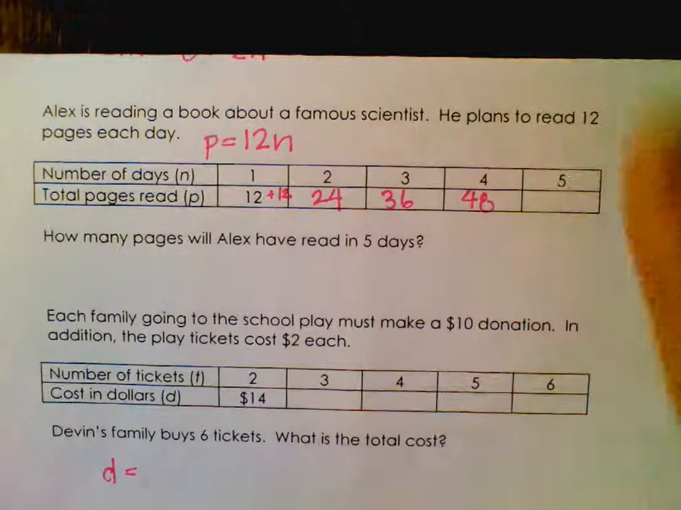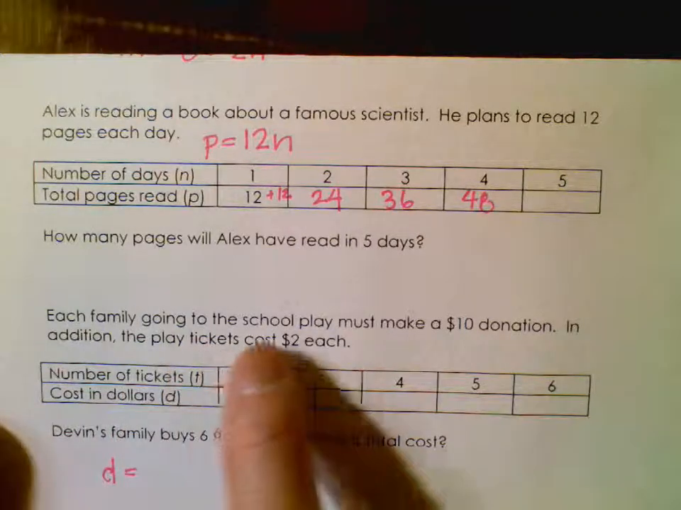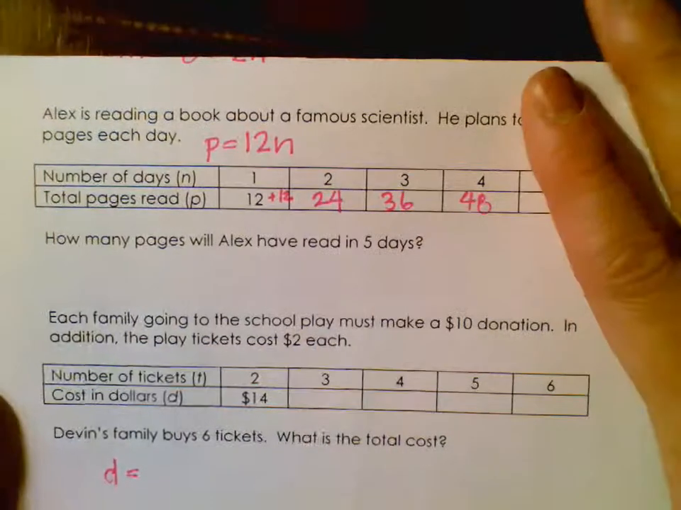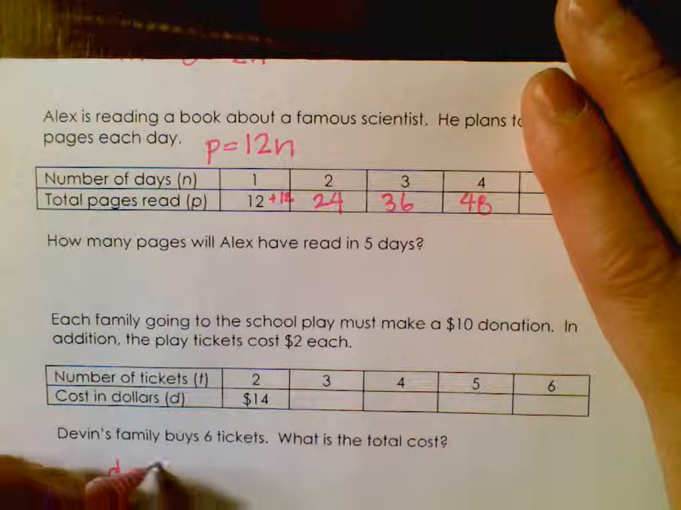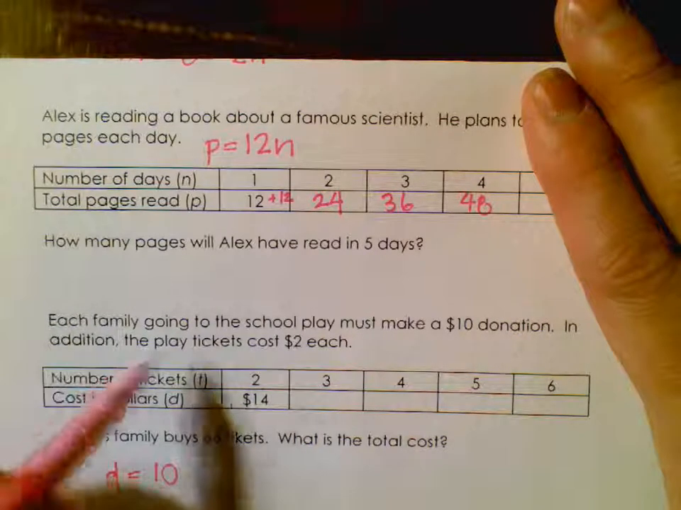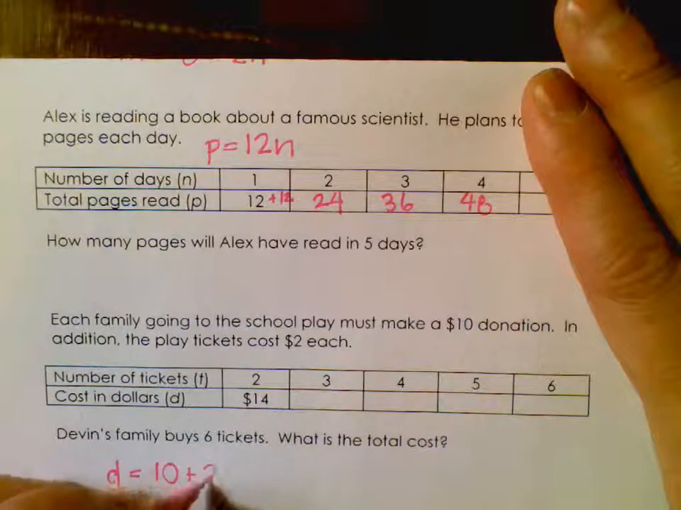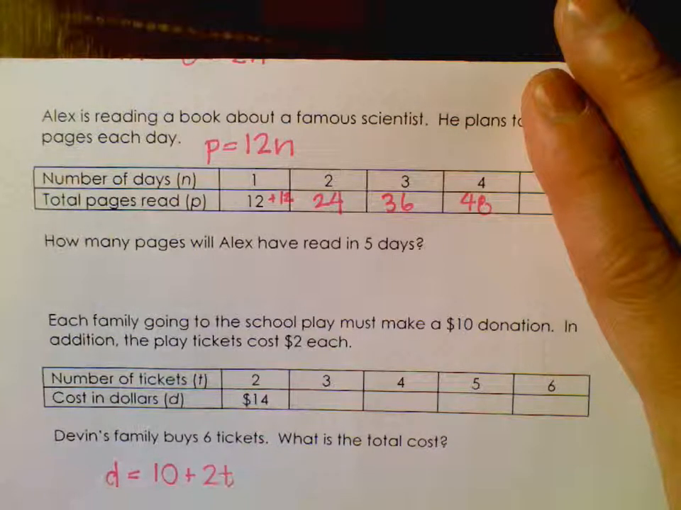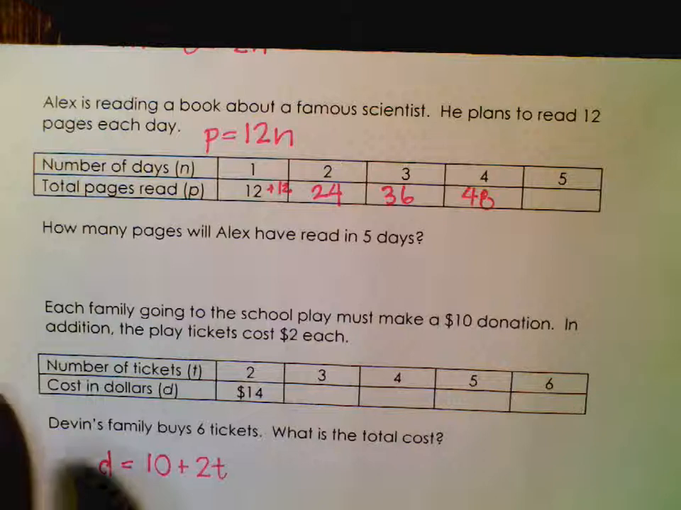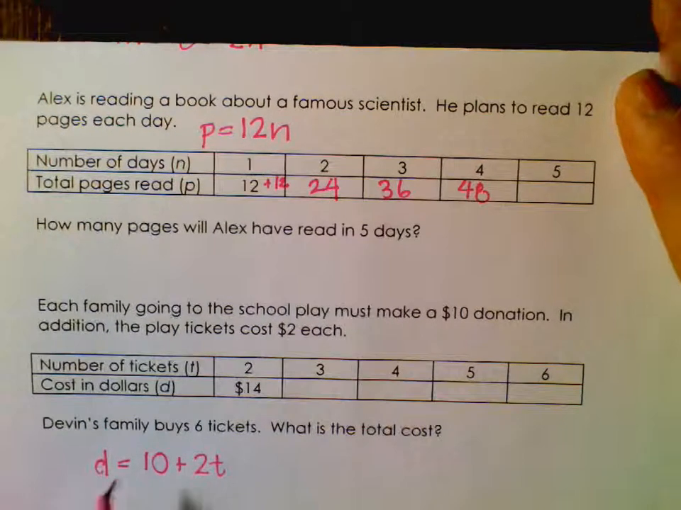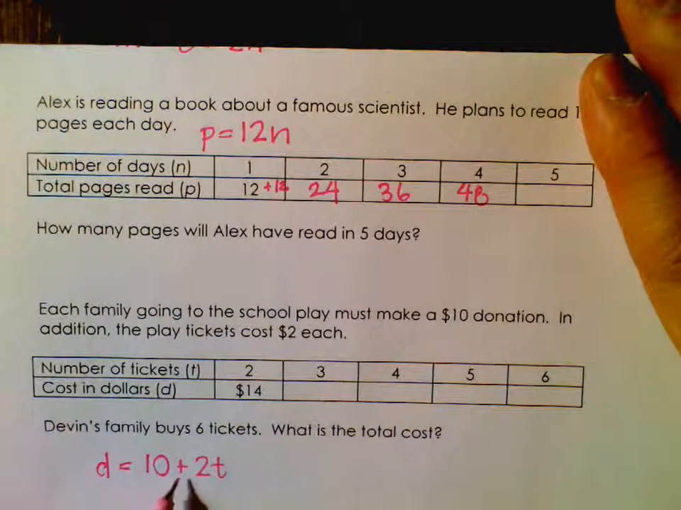All right, so we have to read this. Each family going to the play must make a $10 donation. So they're going to start off paying $10. And then they have to buy tickets, which are $2 each. Okay, so now if I look at that, I have 10.